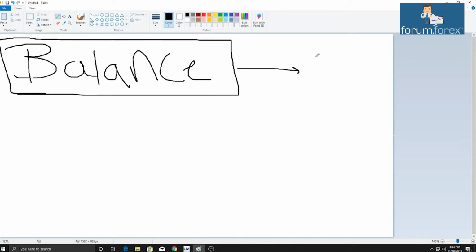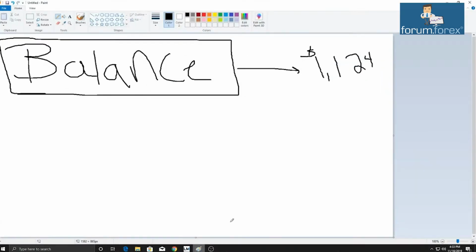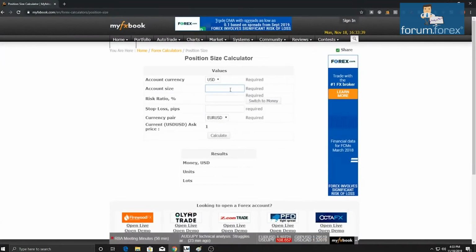Let's say, for instance, you're trading with an account that's got $1,124 in it. That's your balance. The next thing you do is put the balance under account size. So in this example, we have $1,124, so we're going to put that into our account size. The next thing you do, this says risk ratio, comma, percent sign.